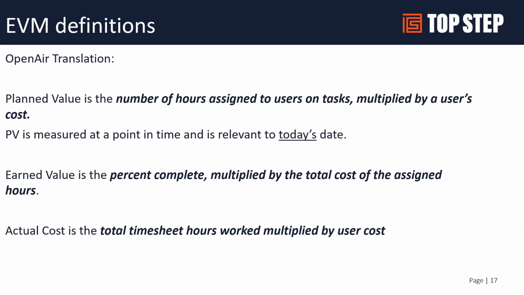by the user cost. So it's good to know what the underlying calculations are for these key elements and how they work together to create the different SPI, CPI. It's because if you can't use the out-of-the-box version, then you may be able to replicate these calculations using some of the other available options in OpenAir.